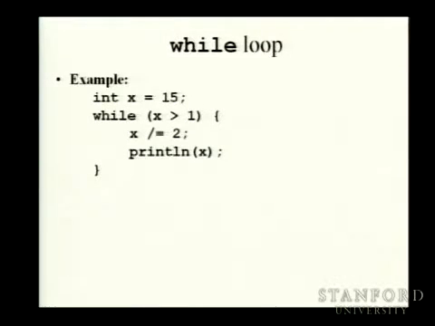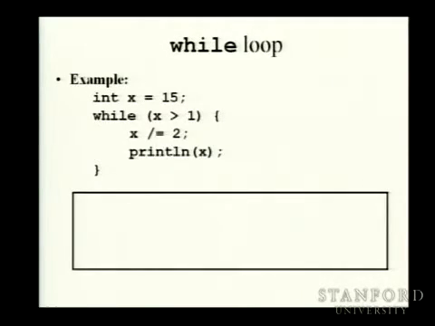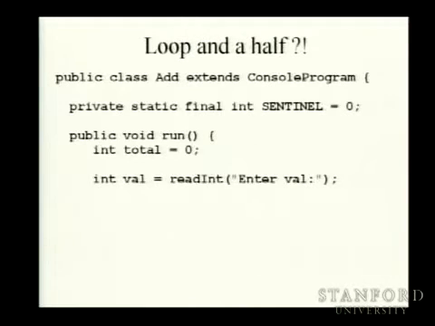x starts with the value 15, while x is greater than 1. Every time through, we're going to divide x by 2 and write out the value. So first time, x has 15. 15 is greater than 1. We divide by 2. We do integer division, so we get 7. We write that out and go back up there. 7 is greater than 1. We get 3. We do it again. We get 1. When we do 1 divide equal 2, what do we get? 0, which is not greater than 1, so we're done.